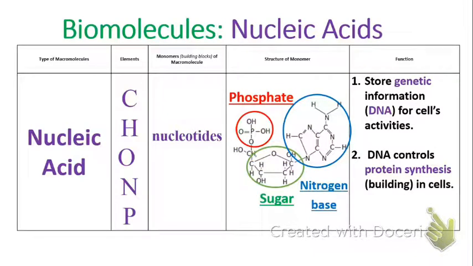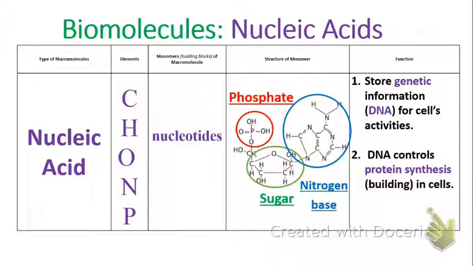So, nucleic acids contain the elements carbon, hydrogen, oxygen, nitrogen, and phosphorus. So this is our last biomolecule that contains a new element, phosphorus. So think chomp, chomp, C-H-O-N-P. Nucleic acids are made up of nucleotides. So the monomer of a nucleic acid is a nucleotide. If you have a bunch of nucleotides bonded together, then you will have a full nucleic acid, a full DNA or RNA.